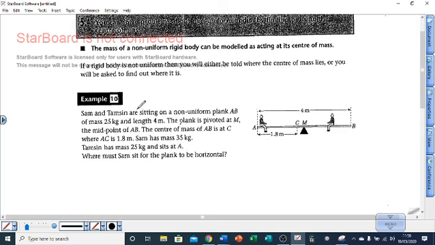So a couple of examples here. Example 10. Sam and Tamsin are sitting on a non-uniform plank AB of mass 25 kilograms and length 4 meters. The plank is pivoted at M, the midpoint of AB. The centre of mass of AB is at C, where AC is 1.8 meters. Sam has 35 kilograms.